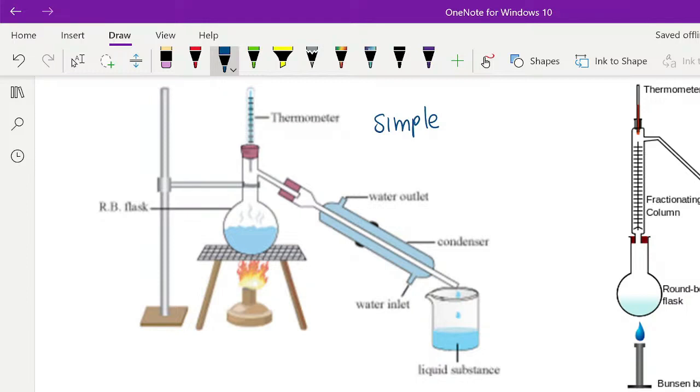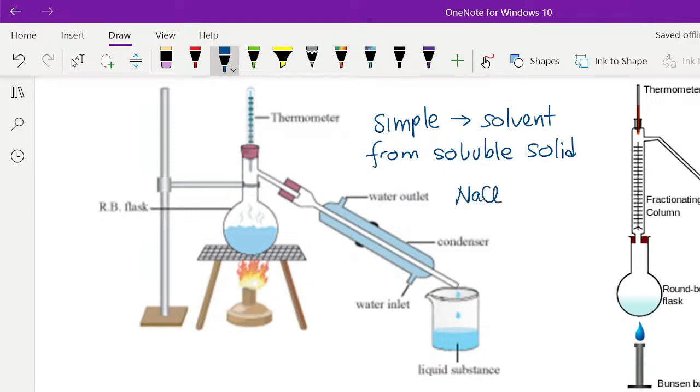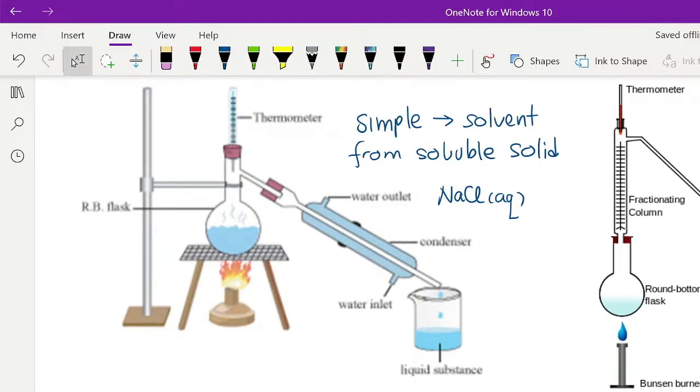The difference is that simple distillation is used to separate the solvent from a soluble solid. For example, you have sodium chloride solution, right? Sodium chloride at normal condition is a solid, but it dissolves in water. So if you want to get back your pure water, you use simple distillation.